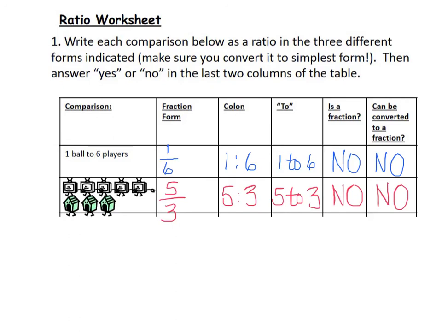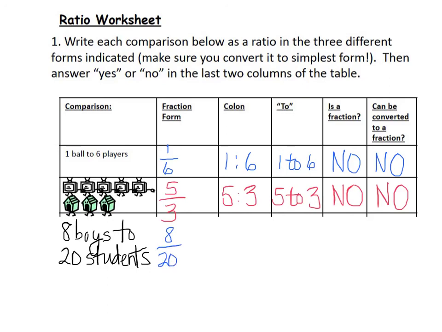So let's look at a different example. What if we have 8 boys to 20 students. So to write this as a ratio, you would write 8 over 20 in fraction form. But of course, we have to simplify that. So we can divide the top and the bottom by 4. So 8 divided by 4 is 2. 20 divided by 4 is 5. So in fraction form, we would get 2 over 5.